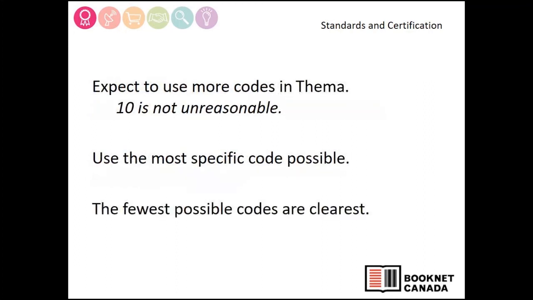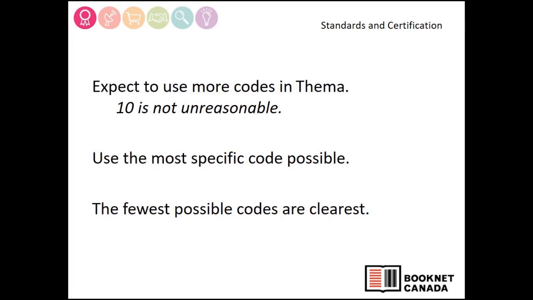Now, these are a little less clear as rules go. Although the second one, use the most specific code possible, is a carryover in effect from BISAC, and it should be taken as the most gospel of all these rules. But this is mainly for retailer information. You should expect to see an awful lot more codes in Thema than BISAC. 10 is not actually an unreasonable number to reach when you start adding up qualifier lists and verbose time values and a variety of other things.